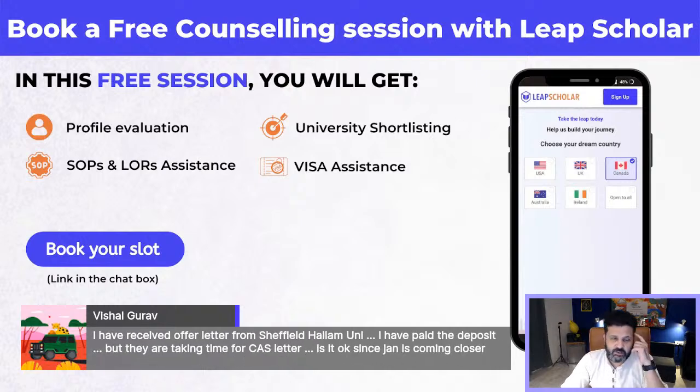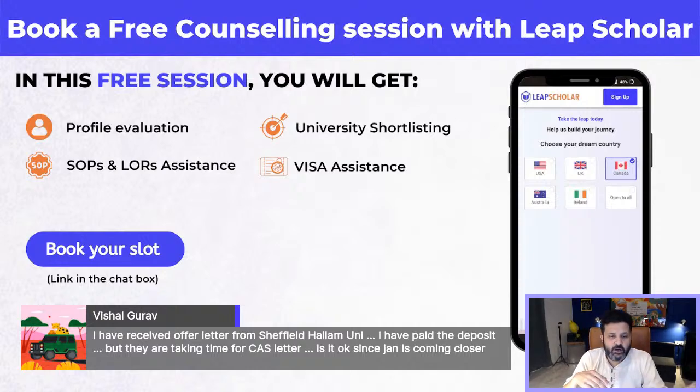Vishal Gaurav, I have received offer letter from Sheffield Hallam. Paid the deposit, but they're taking time for CAS letter. Is it okay since January is coming closer? Vishal, ideally follow up with them once. What's the status? When did you pay your deposit? Has it been like 1 week or more? If it's just been a week or so, just wait for some time. But I would say ideally follow up by next week once, to ask what's the status.